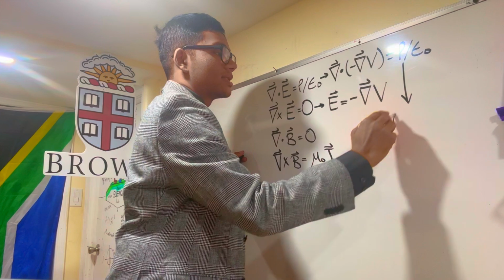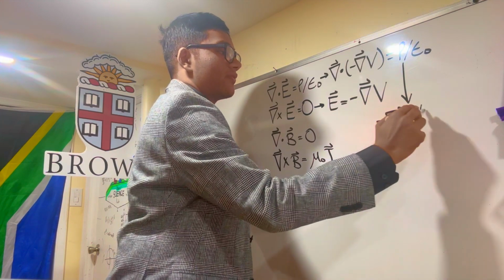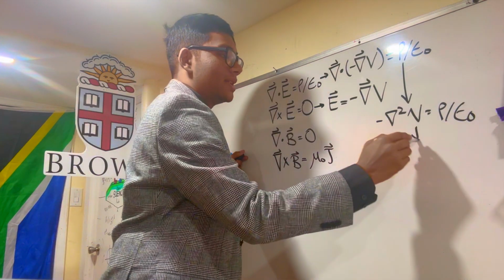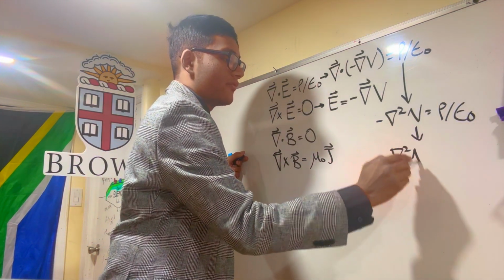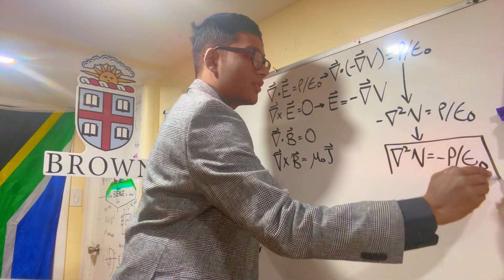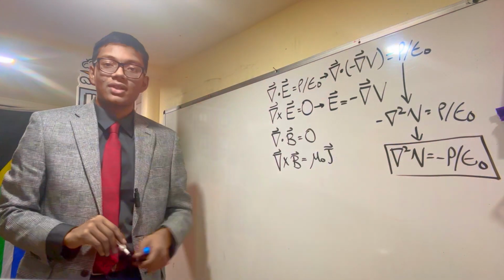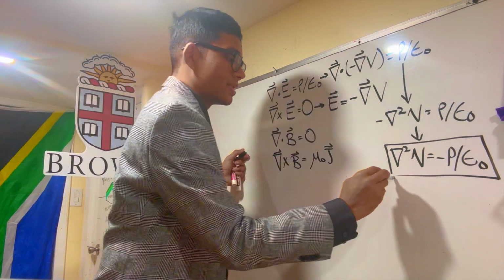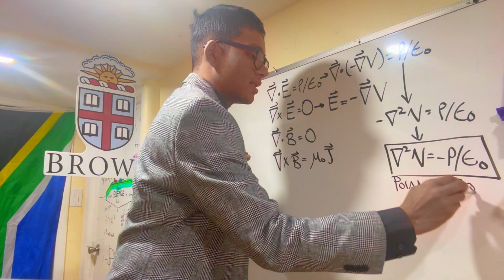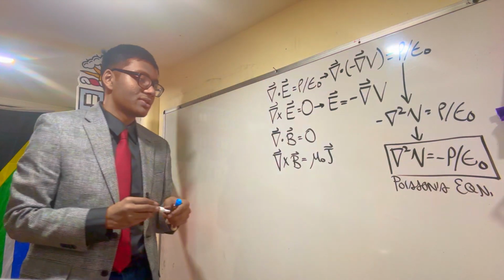So this right here tells us the negative Laplacian of V is rho over epsilon naught. So that means that the Laplacian of V is minus rho over epsilon naught. This right here is Poisson's equation for the electric potential. This is so important that we give it a name: Poisson's equation for the electric potential.